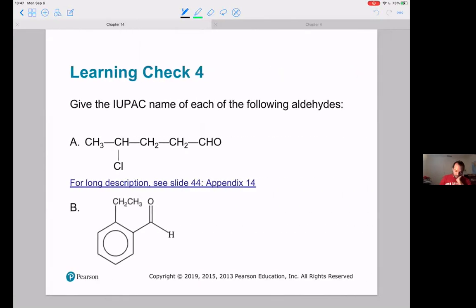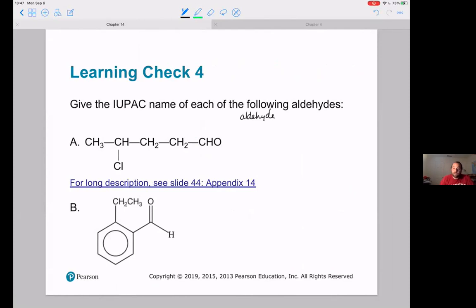Okay, let's go through and do some IUPAC names again. First you have to identify whether you're talking about a ketone or an aldehyde, because that will tell you whether you're going to use the -al ending or the -one ending. So for this one, again, I've got my signature aldehyde, CHO.